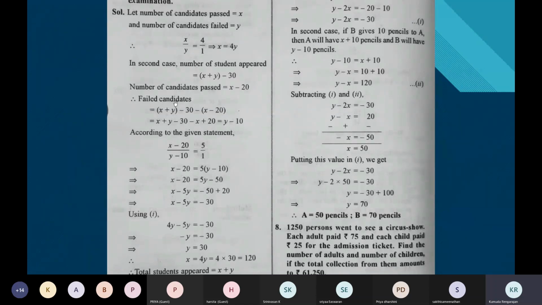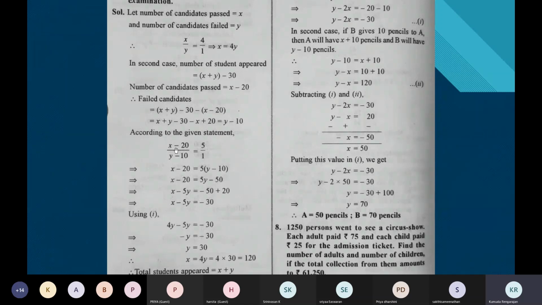So how do you find the candidates who failed? The total who appeared, X plus Y minus 30, minus who passed. Total number of candidates who appeared the examination minus the number of candidates who passed the examination will give us the number of candidates who failed in the examination. So this one minus passed. When you open the bracket and work it, you get Y minus 10.